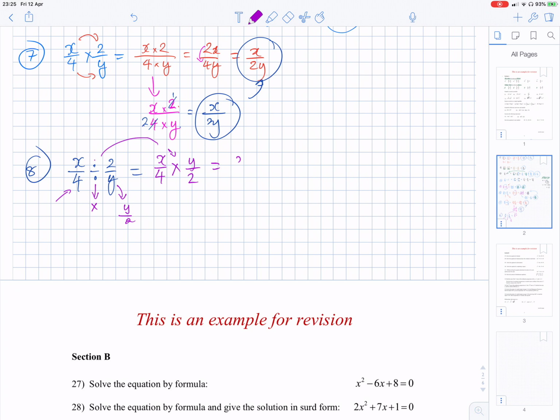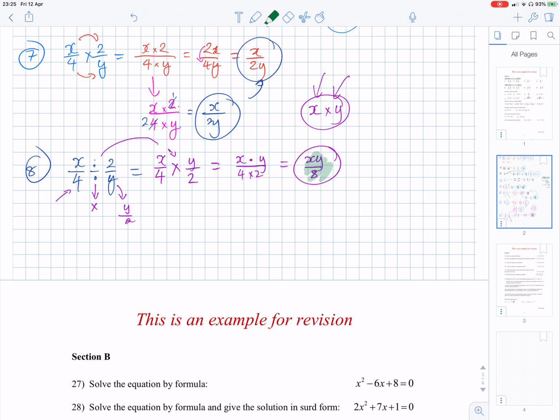So we've got x times y. Sometimes you put a dot here so there is no confusion as to which is x and which is the times sign. So the bottom is just 4 times 2. So you've got xy, because x times y is just xy, over 8. And that is your answer to that one.